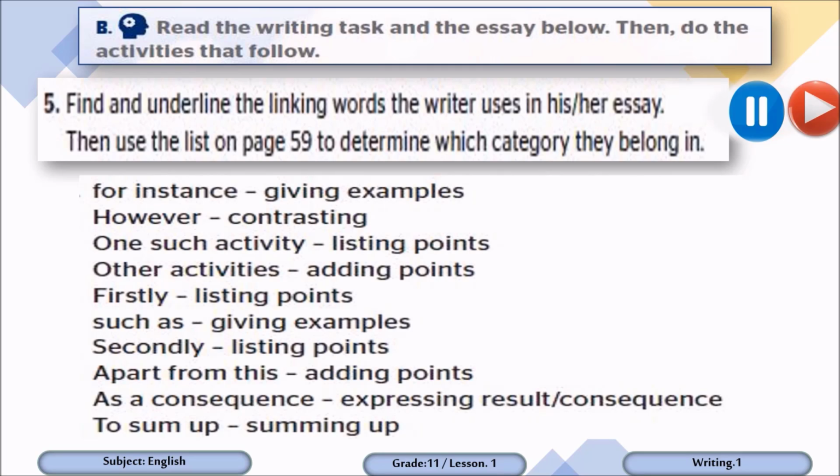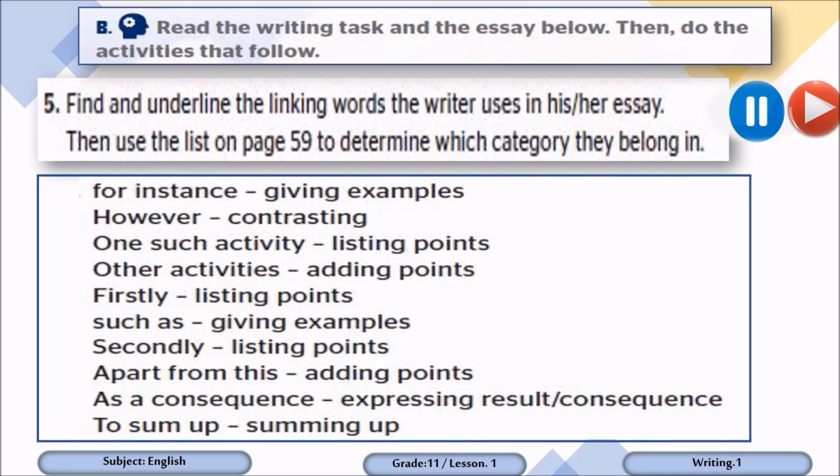Okay, here are some of the linking words the writer uses. The first one, for instance, is used for giving examples. However shows contrasting. One, listing points. Other, adding points. Firstly, listing points. Secondly, listing points. Apart from, adding points. As a consequence, expressing result or consequence. To sum up, summing up.